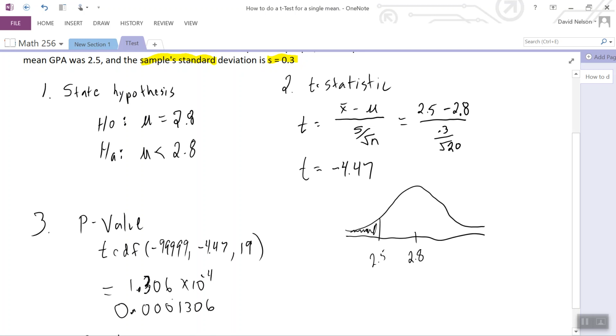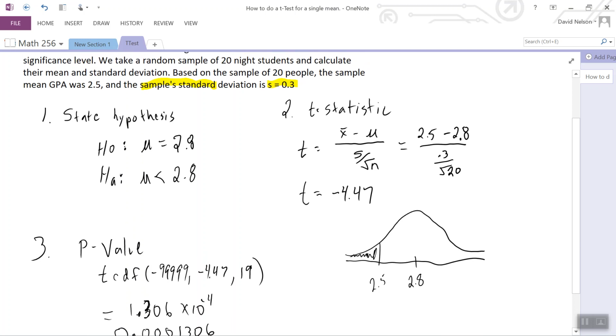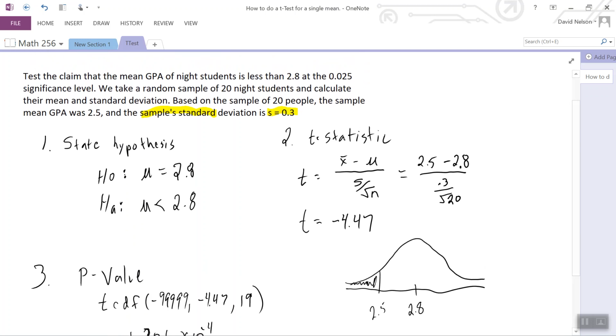Tens, hundreds, thousands. Whoops, 10,000. It's a 1 in 10,000 chance of getting a sample with a mean of 2.5 or smaller if the mean is really 2.8. And I also have a significance level. They gave me a significance level of 0.0225. I've got that significance level there to work with. And so I've got an easy comparison.